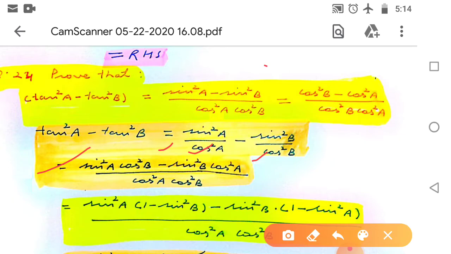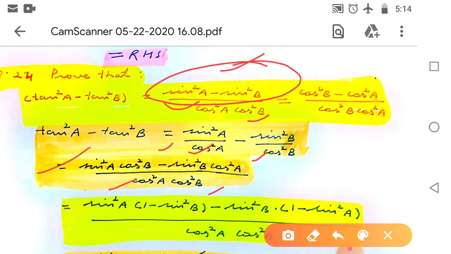Now look at the numerator, we need this in the numerator. As far as the denominator is concerned, we have already this, so nothing to worry about this denominator, it's done.